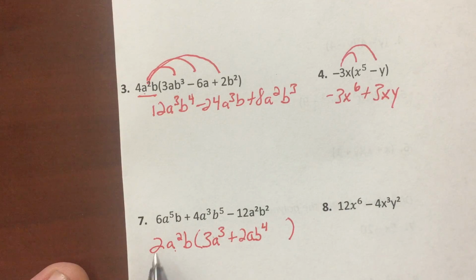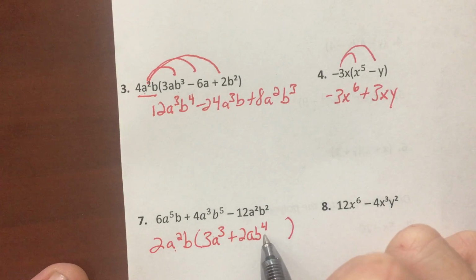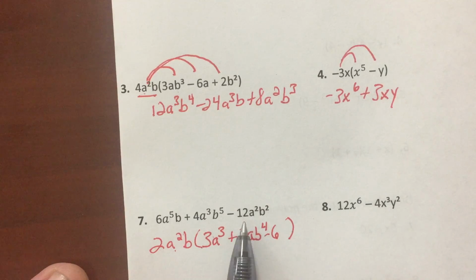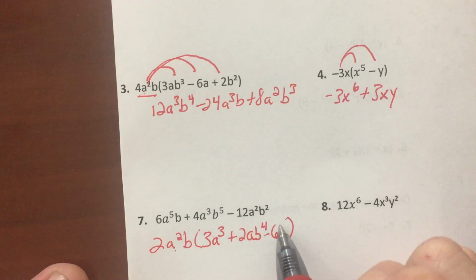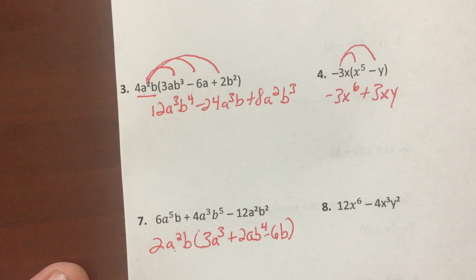Finally, 2 times negative 6 would make a negative 12. A to the second is already A to the second, so I don't need any more A's, but a B to the first turns into B to the second. I need one more B for that.